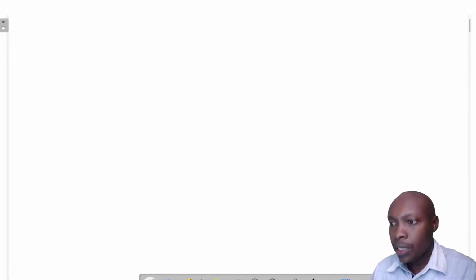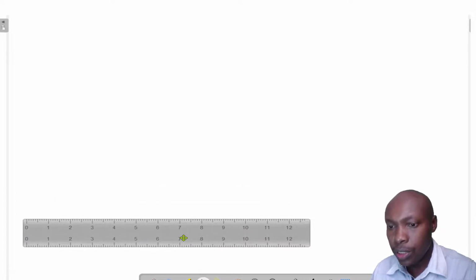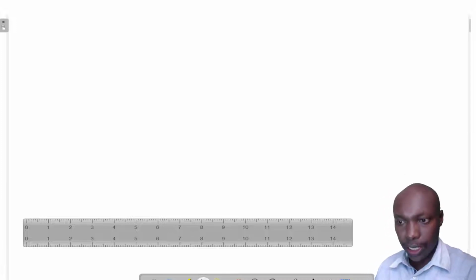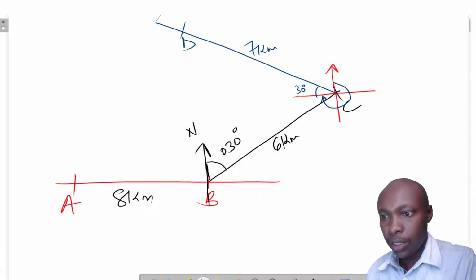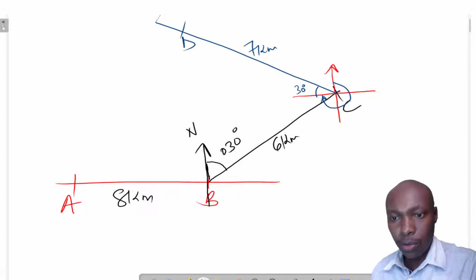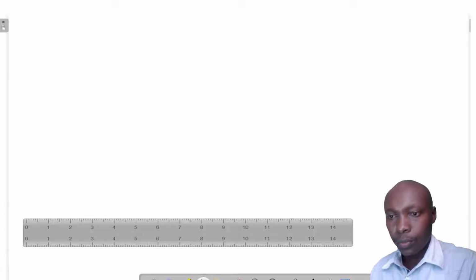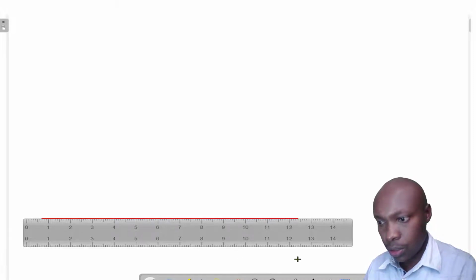In this part you need to have the measuring instruments. Let me start by adjusting my ruler here, and I want to begin by making a straight line. Remember what I'm drawing: this is AB, which is 8 kilometers. That is what I want to draw. So AB, that is the line.